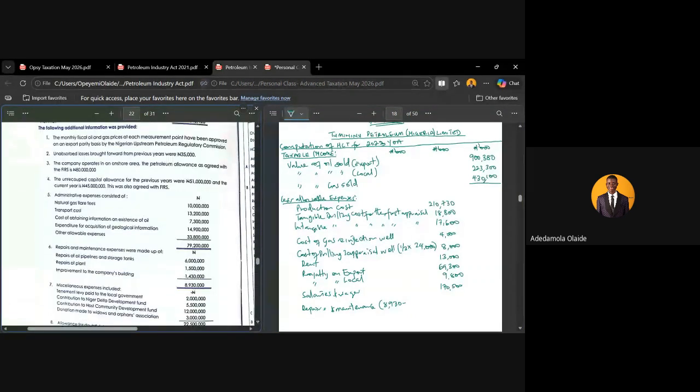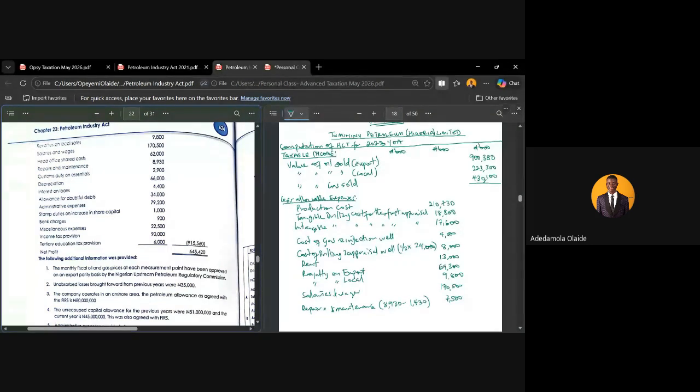We have repairs of oil and pipe storage tanks, 6 million. Then repairs of plants, that will be allowable also, 1.5 million. But improvement to building will be disallowable because that should be capitalized. That will give us what? 7.5 million. We look at the next one.